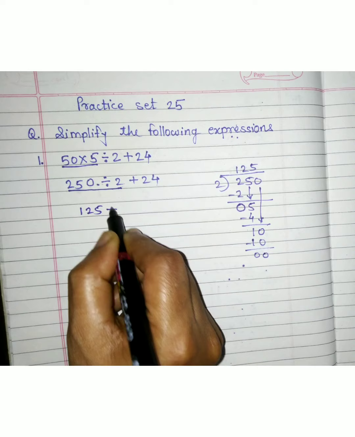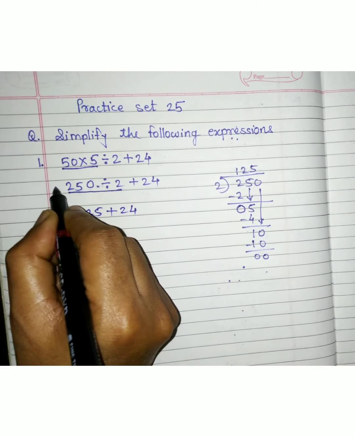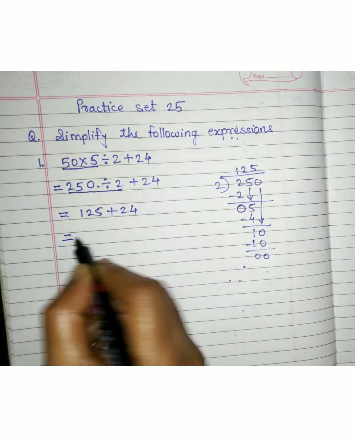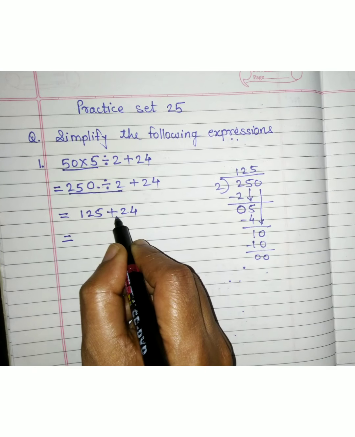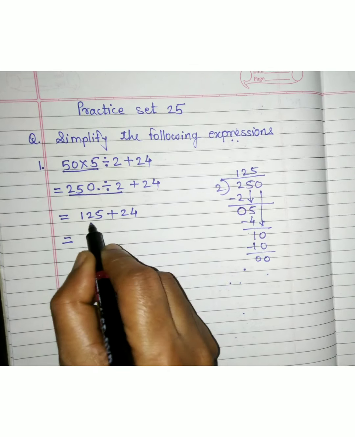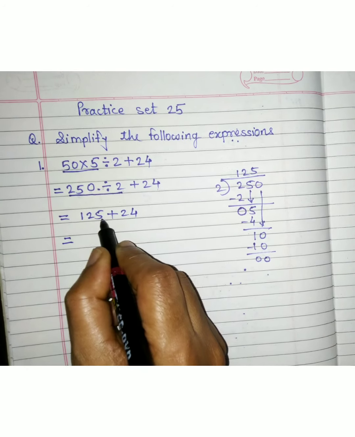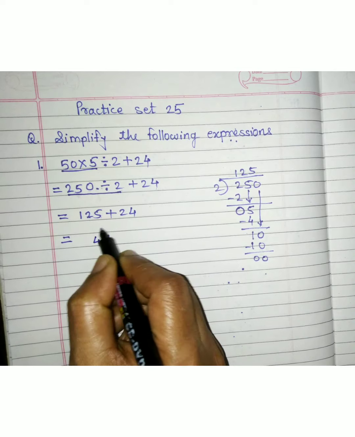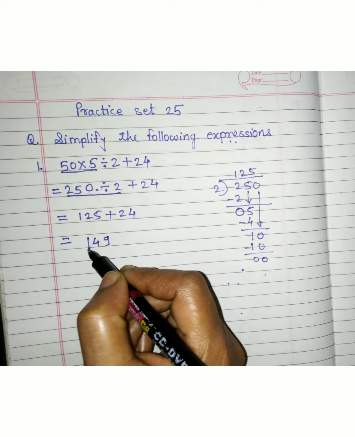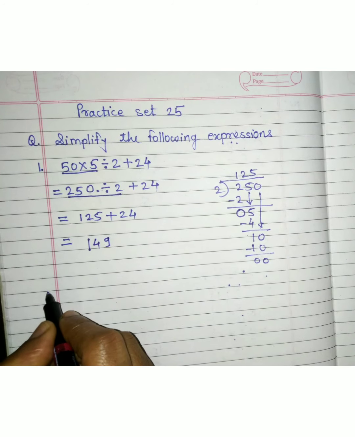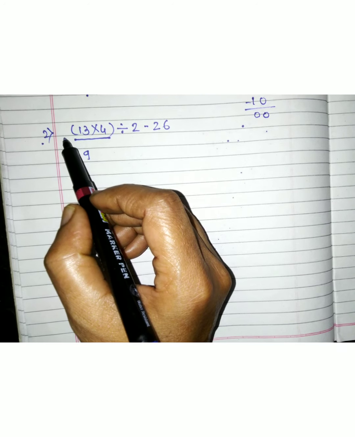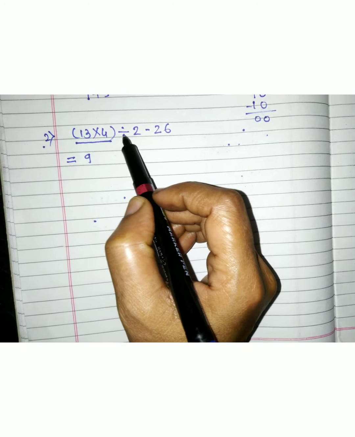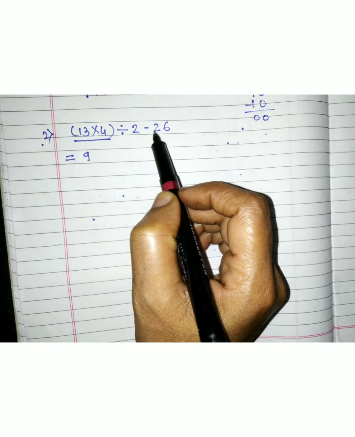125 plus 24. Don't forget to give the equal to sign. Now addition, 125 plus 24. 5 plus 4 is 9. 2 plus 2 is 4. Here 1. So the answer is 149. Now we will solve the next example. Second example: 13 multiplied by 4, bracket complete, divided by 2 minus 26.